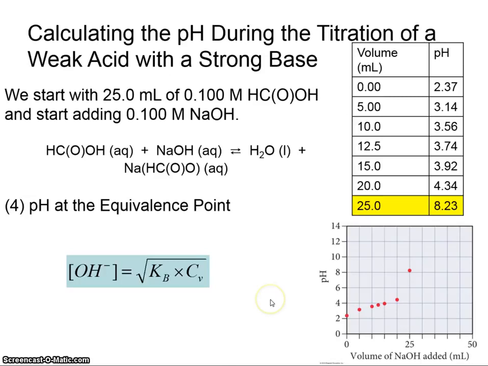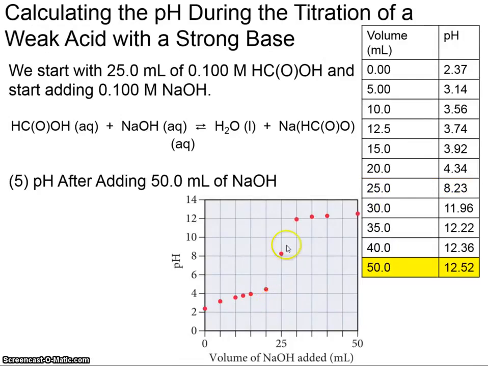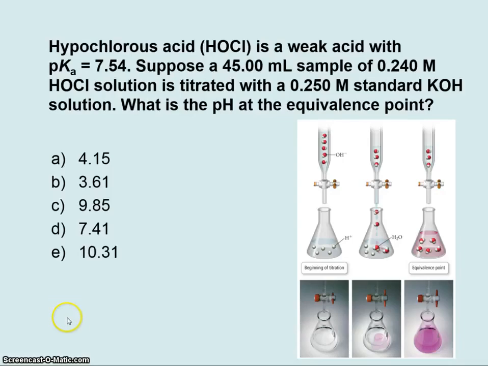I add in a little bit more of my hydroxide, and the pH is going to shoot way up because now I just have excess hydroxide in solution. I treat it just like I would for the strong acid, strong base titration where I've got excess hydroxide. So for example, here I've got 15 milliliters of excess hydroxide and I would end up with a pH of 12. Right. Let's do a practice problem.